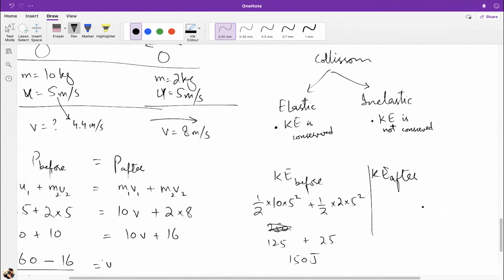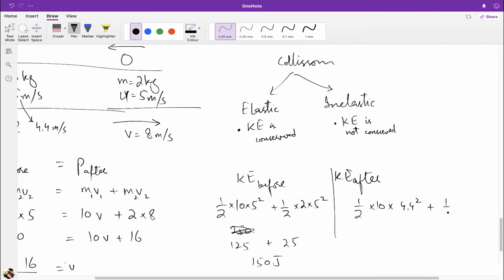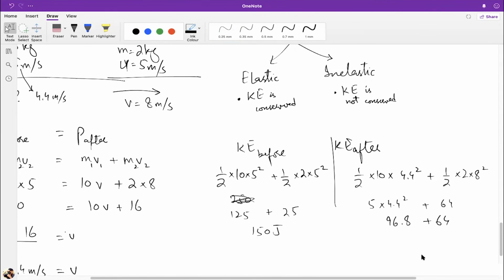What am I saying afterwards? So I'm saying that after the collision, that thing is moving at 1/2 mv squared plus 1/2 mv squared. So can you figure this out? This is 5 times 4.4 squared, and this is 64. Can you figure this out? It is 96.8. So this is 96.8 and that is 64. So 96.8 plus 64, that is 161 joules.